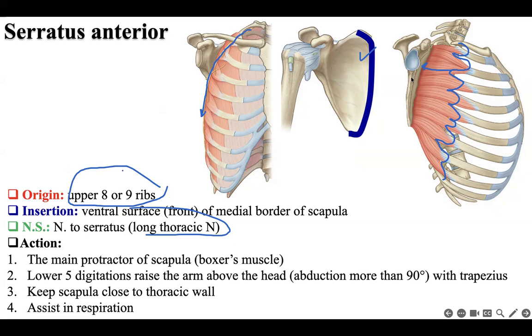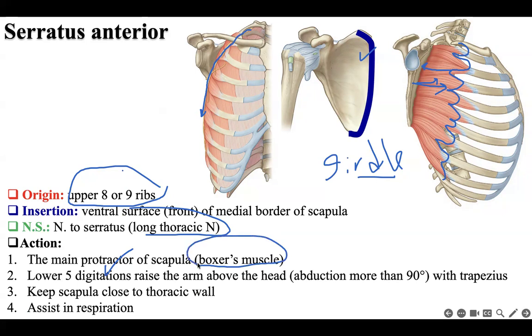This muscle is inserted in the scapula, so is it acting on the shoulder joint or the shoulder girdle? No, the shoulder girdle. So protraction or retraction? Protraction. Why? Because it pulls the scapula, the insertion, toward the origin. So it pulls the scapula toward the ribs. So it is protraction. The main protractor of the scapula. It is also named the boxing muscle.